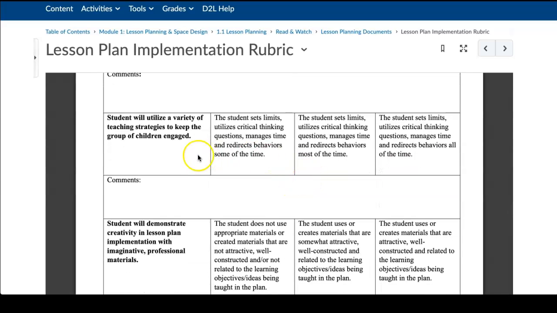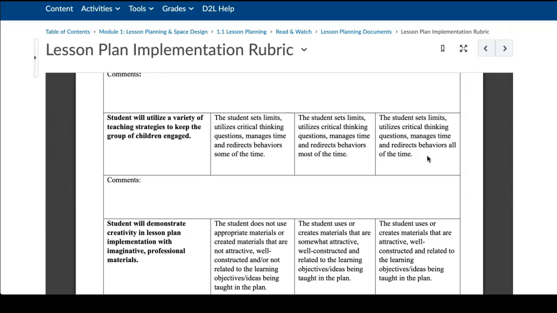Students will utilize a variety of teaching strategies to keep the group of children engaged. The student, you, in this role, the teacher, sets limits, utilizes critical thinking questions, and manages time and redirects behaviors at all times. So again, this is your classroom management component. How are you going to refocus the children? How are you addressing and including those divergent questions or modeling to support the critical thinking of the young children? How are you managing time?